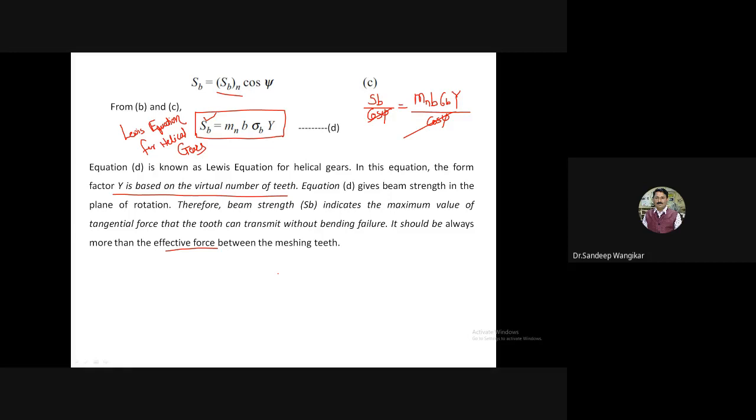Okay, let us proceed to the next. This is about beam strength. SB is equal to MN B sigma B Y. Now let us proceed to the next bit, wear strength. This also we have discussed for spur gear. So wear strength is the maximum tangential load that can be transmitted by helical gears without pitting failure.